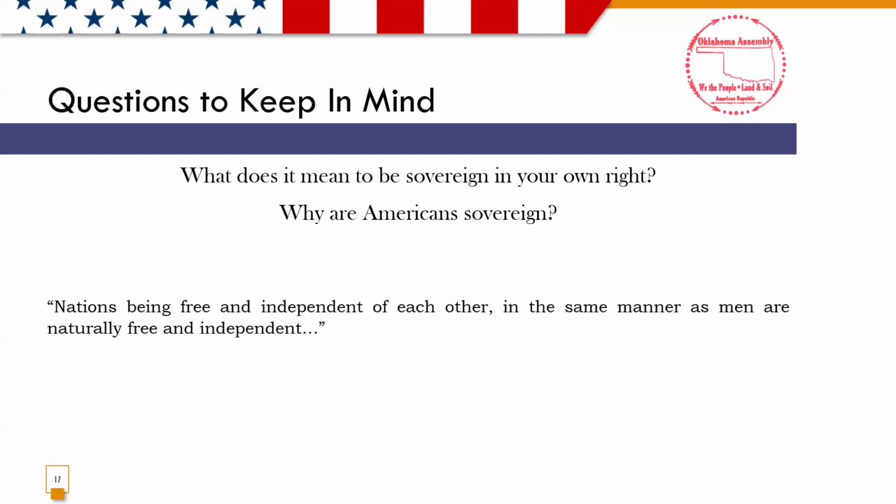Nations being free and independent of each other, in the same manner as men are naturally free and independent. Law of Nations.